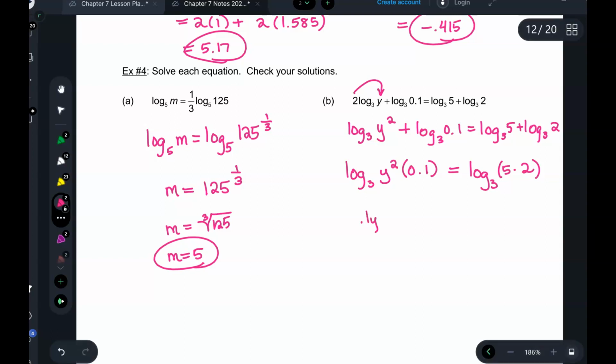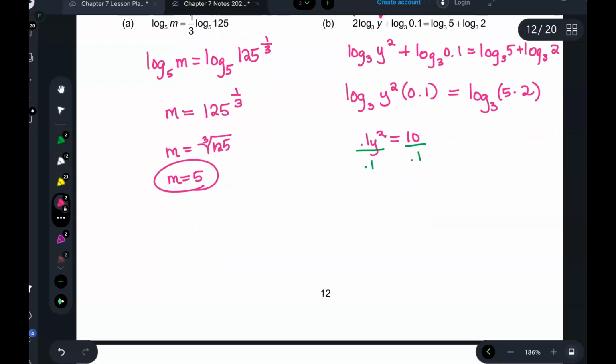So that'll be 0.1 y squared, and on the right side, that'll be equal to 10. Does that make sense? You always have to combine everything so you just have one log, then they cancel. Then what do we want to do? Now we're solving for y. Divide by 0.1. So y squared equals 100.